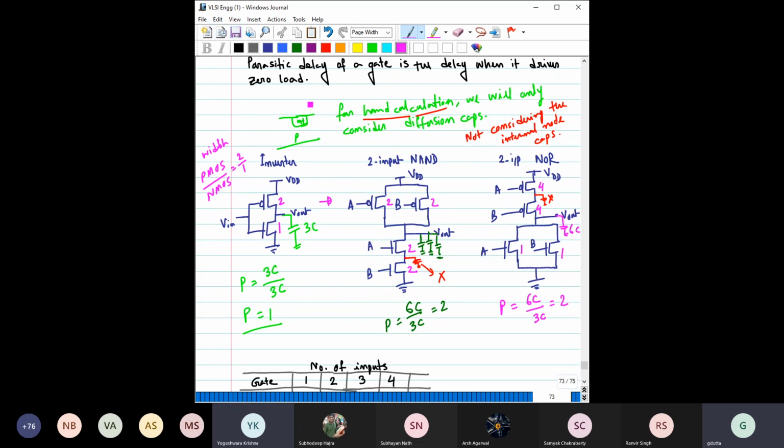Okay, if you have understood this, then let me ask you one question from here. Find P for 3 input NAND. Can anyone tell what would be the P for 3 input NAND? Sorry, could you please repeat, sir? Would it be 9? Some of you are saying 3, some of you are saying 9. Okay, let us see this.